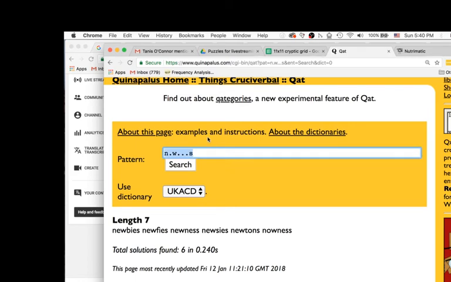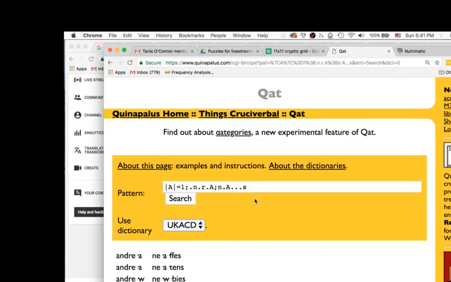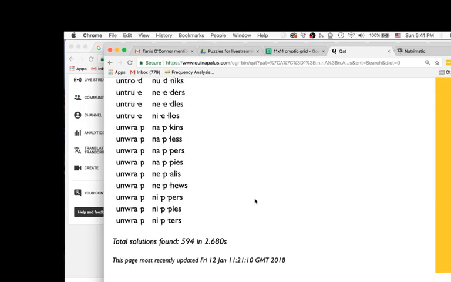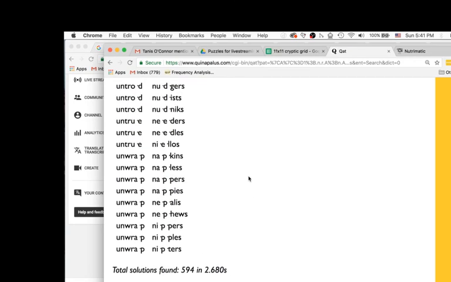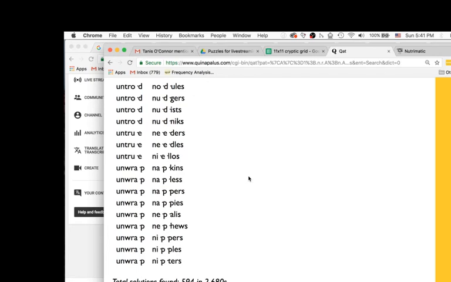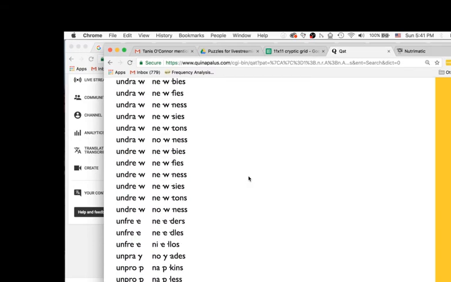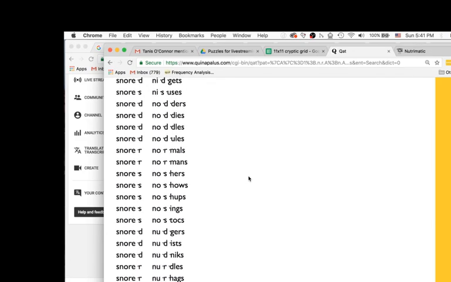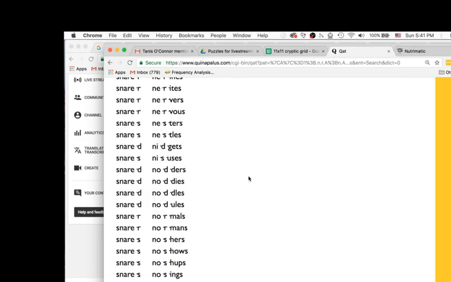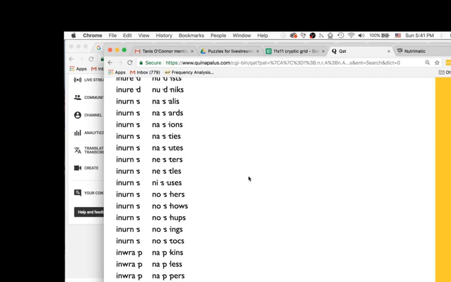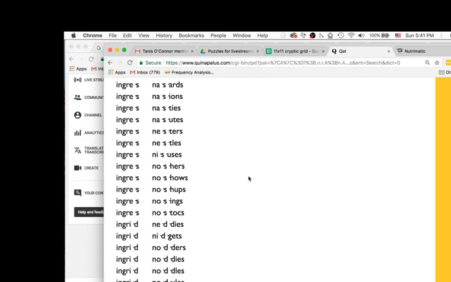Let's go ahead and do another simultaneous search. A is one letter, dot N dot R dot A, N dot A dot dot dot S. And we have thousands of entries. 594, I lied. So there are words with un. Unwrap. Oh, none of those look terribly good. Snorts, snored, various versions of snore and snark, and so that can be inner, inured, intro, Ingrid.